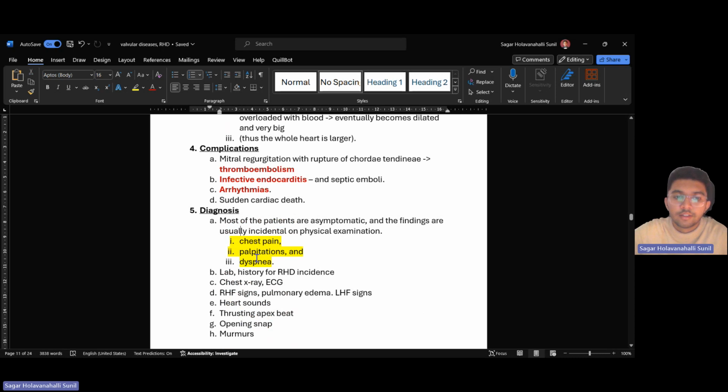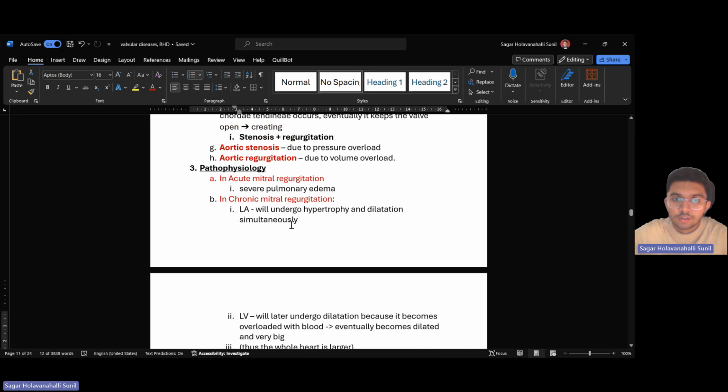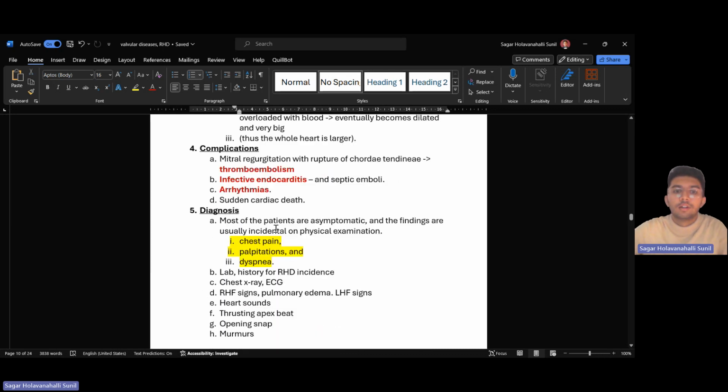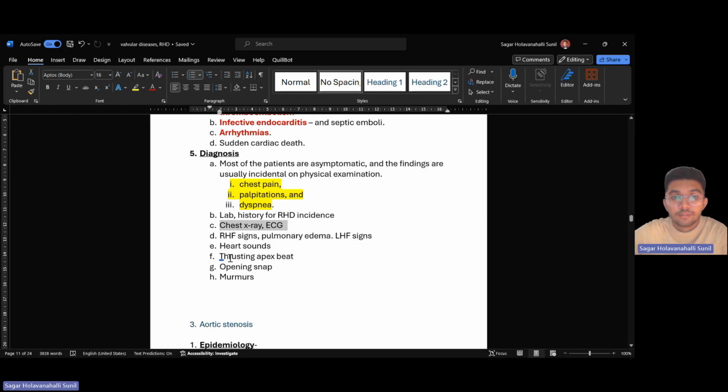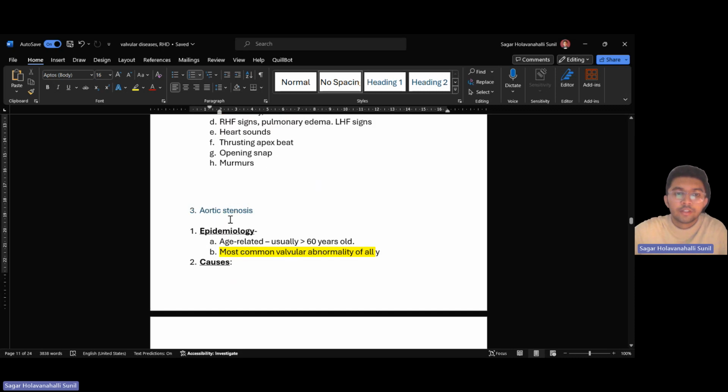Now, diagnosis again. Here you can look more into chest pain, palpitations, and dyspnea because of pulmonary edema. Others include the basic chest X-ray, ECG, and a thrusting apex beat, which is important. Look into the murmurs and the opening snap in greater detail.